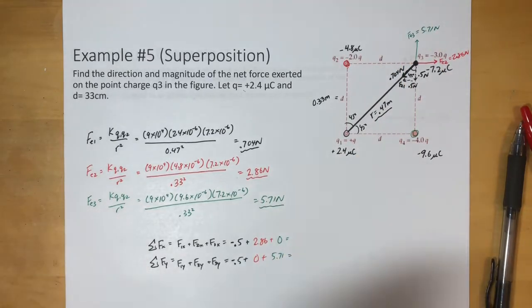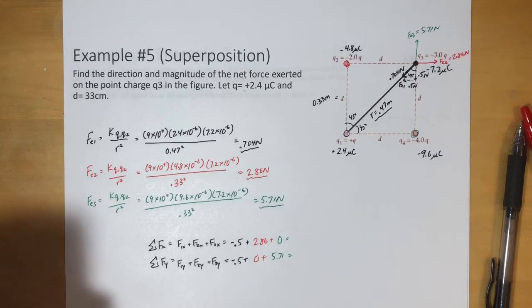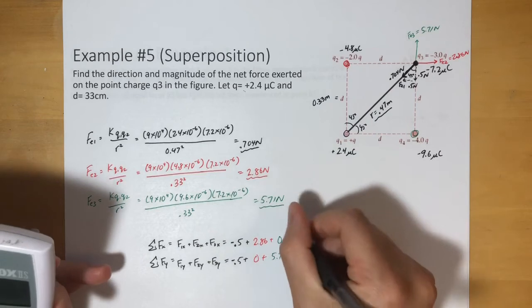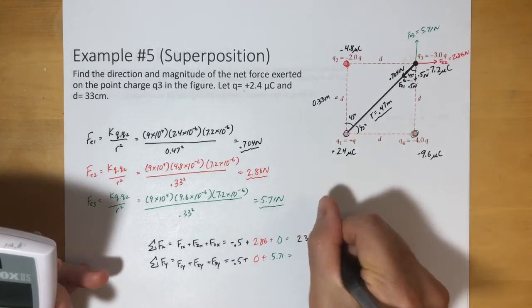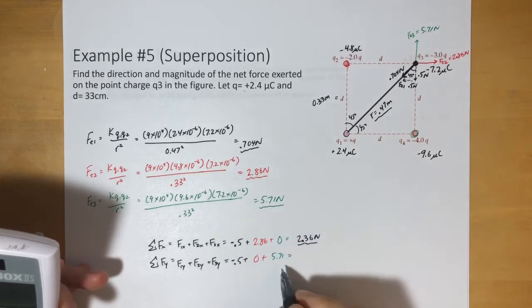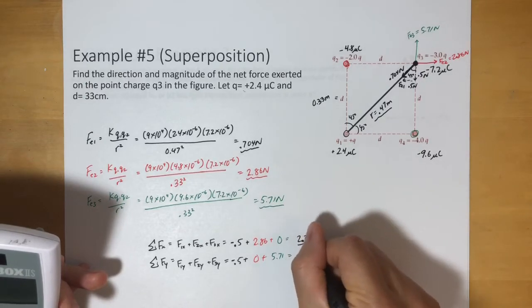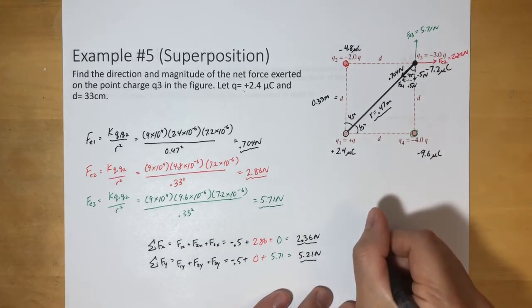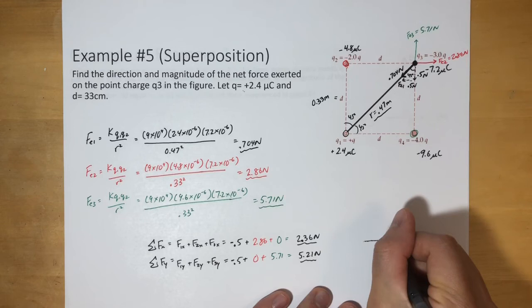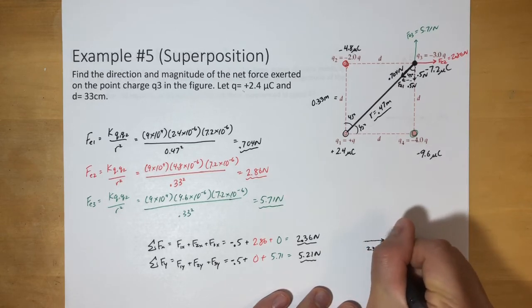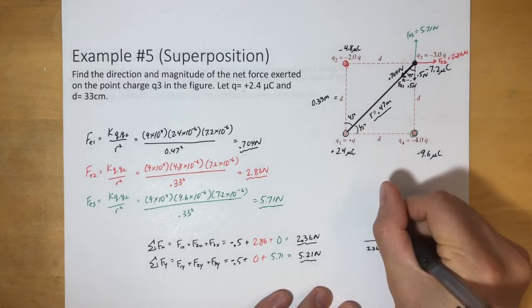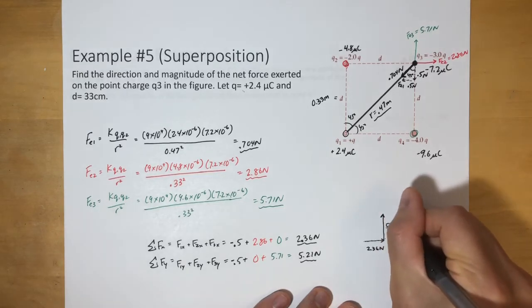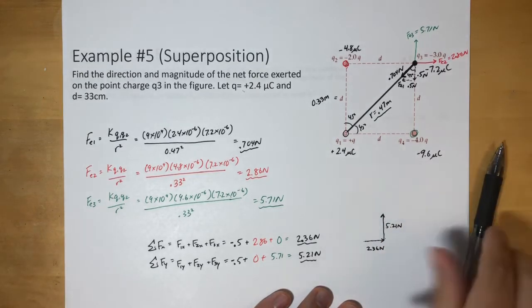And now we can just put it into our calculators. Negative 0.5 plus 2.86 is equal to 2.36. Yes, of course, 2.36 newtons. And then this one is going to be 5.21 newtons. Now that we found the total in the x and y, let's make our final chart of it. So we have 2.36 in the x direction, and then 5.21 in the y direction.